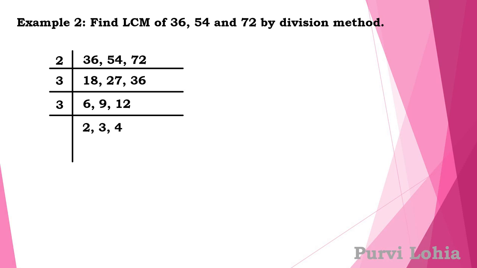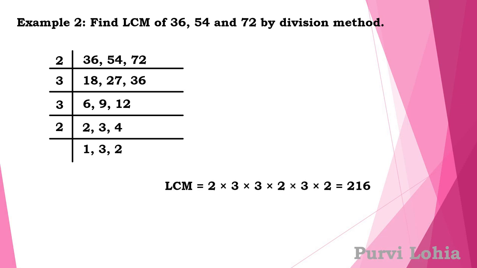Now see here very properly. Now we have 4 and 2 here, and both of them are divisible by 2. So we will divide them by 2, and we will divide only these two numbers by 2, only 2 and 4. We will not divide 3 by 2. Okay, so we will write 1, 3 and 2. 3 will be written as it is. It is written untouched if it is not divisible by the given prime factor. Okay. Now LCM will be 2 into 3 into 3 into 2 into 3 into 2, that is 216.